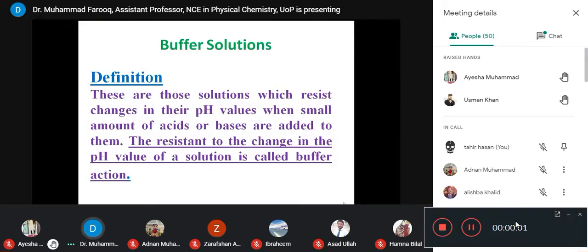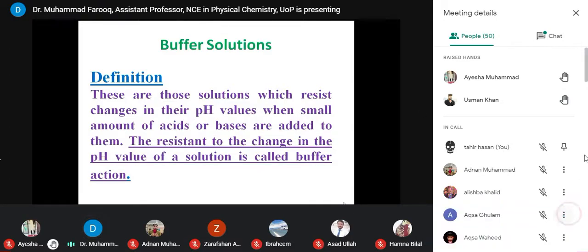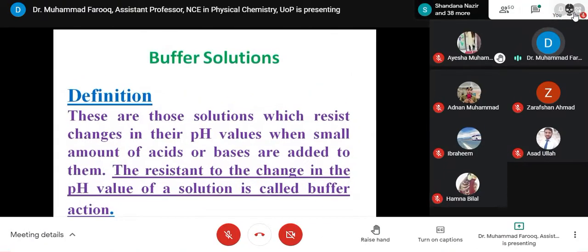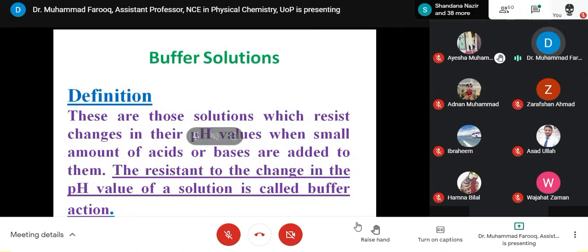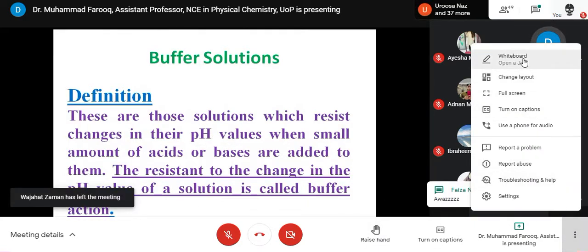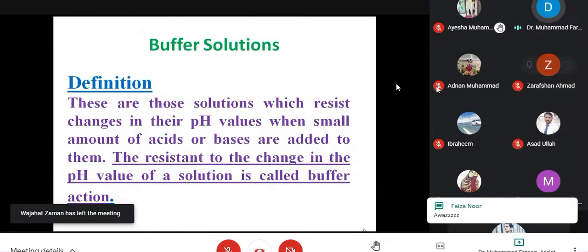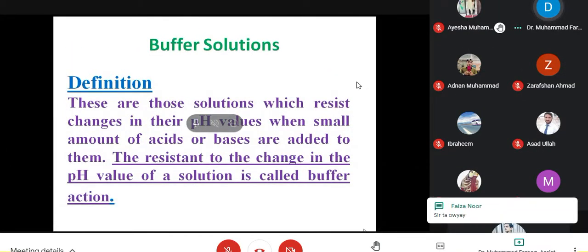Solutions which resist changes in their pH value, meaning they maintain their pH up to some extent when acid or base is added to them. This ability we call the buffer action. Is this clear?